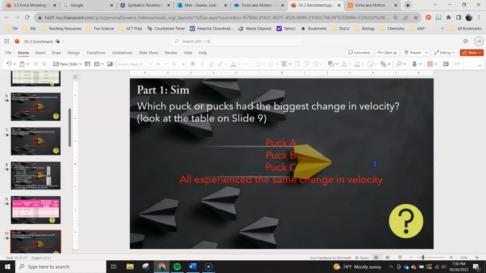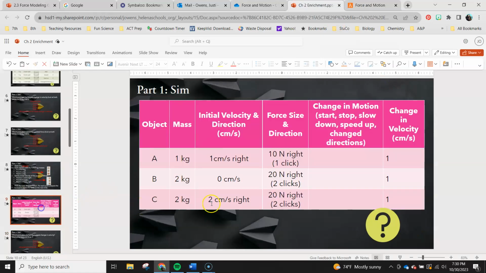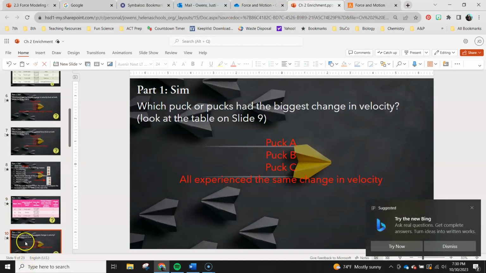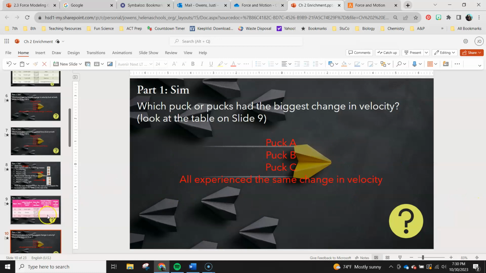So with this one, which puck or pucks had the biggest change in velocity? If we look back at that data table that we just filled out, okay, they all had a change in velocity of 1. Therefore, it doesn't matter if they were speeding up, starting and stopping, or slowing down, they all had the same change in velocity. So on slide 10, you should have answered that all experienced the same change in velocity.